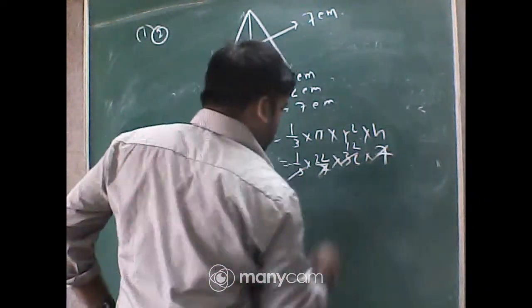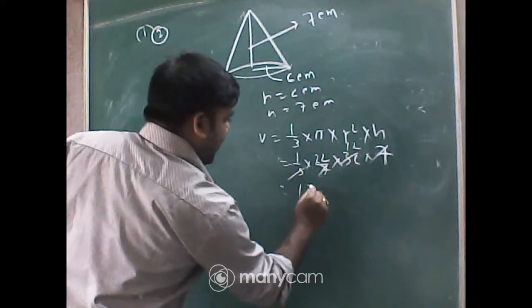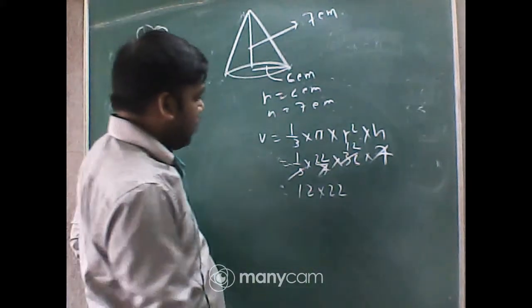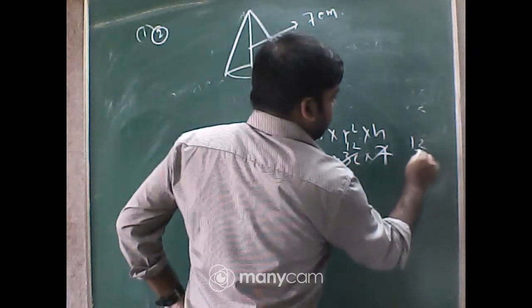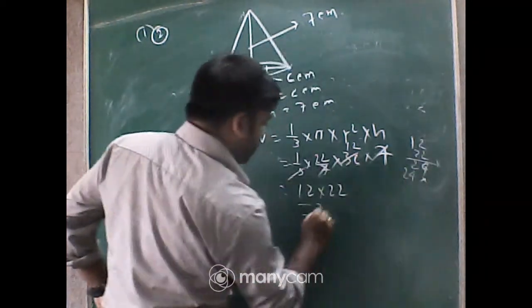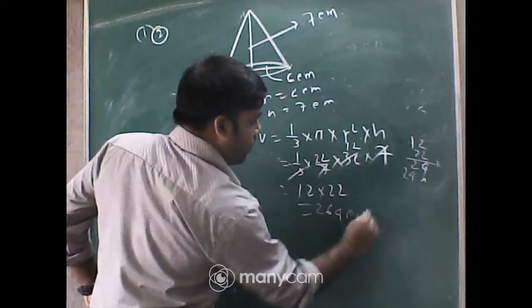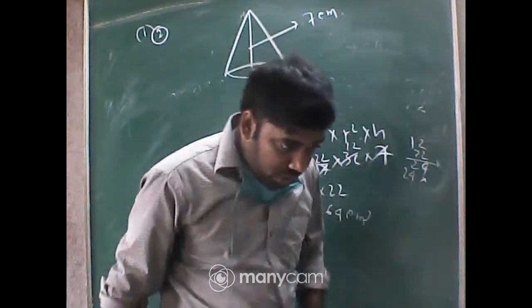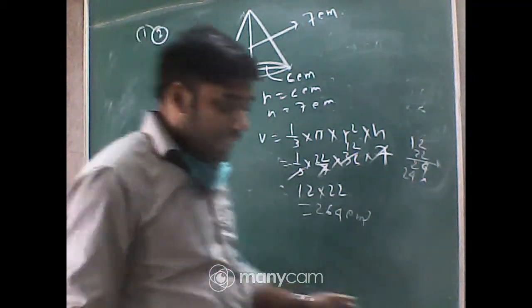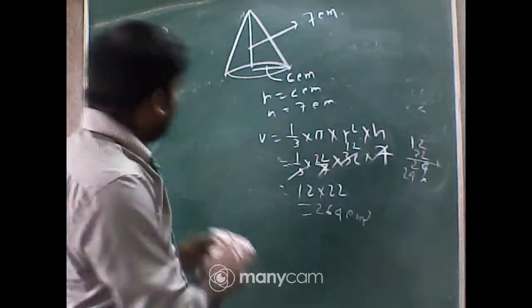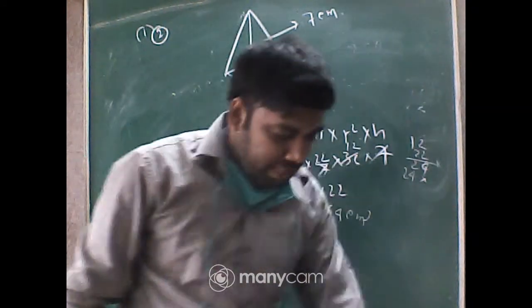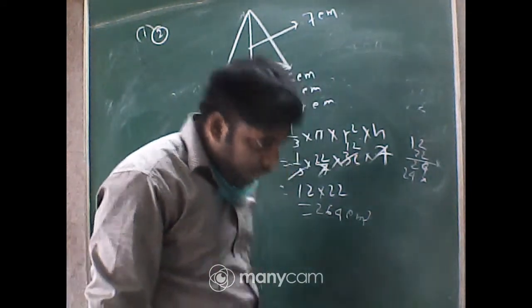So 7 is removed, 12 into 22. So obviously we get 12 into 22, that is 24 into 11, 264 centimeter cube. Okay, it is the answer. 264 centimeter cube. Is it clear to everyone? Yes or no? Quickly answer it. It is clear. Okay.